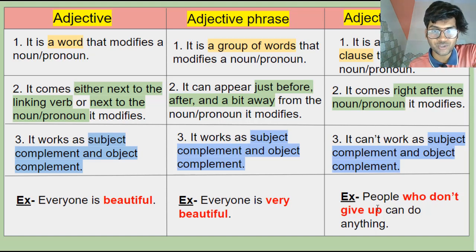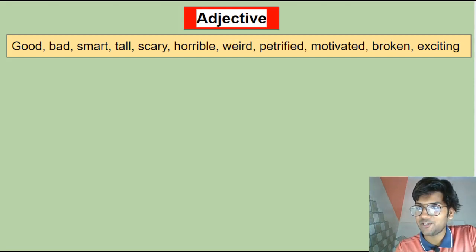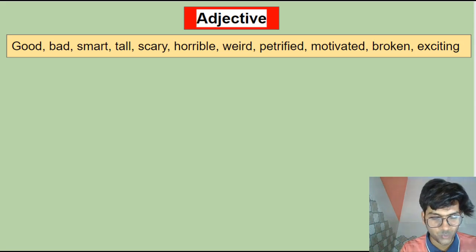Now we are going to master these three things individually, separately, okay? Start with an adjective first. What is an adjective, Ashish? It's just a word that describes a noun or a pronoun. It gives information about it, right? Makes it more beautiful or uglier, whatever, okay?